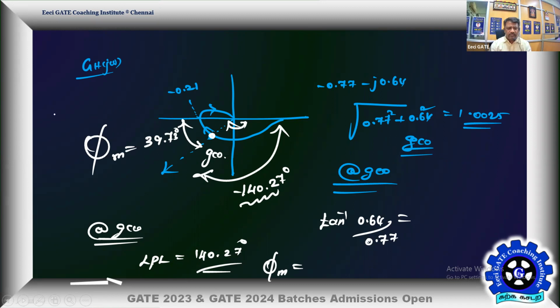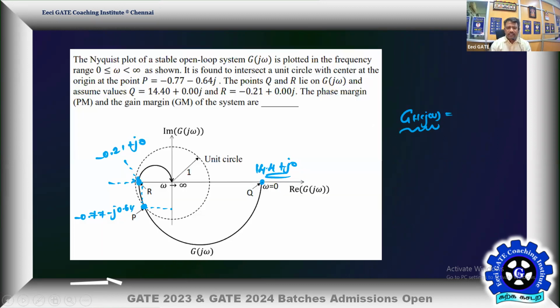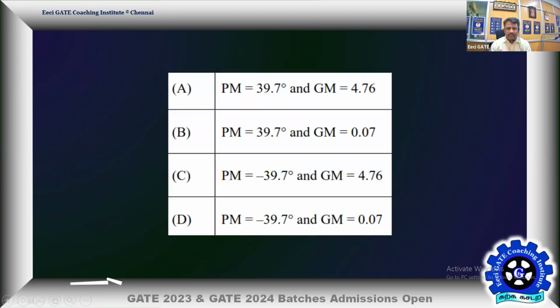So let me check. The problem is talking about the phase margin and the gain margin. So he's helping me by asking for the phase margin. Let me check. Okay, there are two. So 39.7 is given in options A and B. So it is plus 39.7, which means we are adding lag only. Even you know one thing: phase margin and gain margin positive means the system is absolutely stable. So 39.7, it is going to be either option A or B.